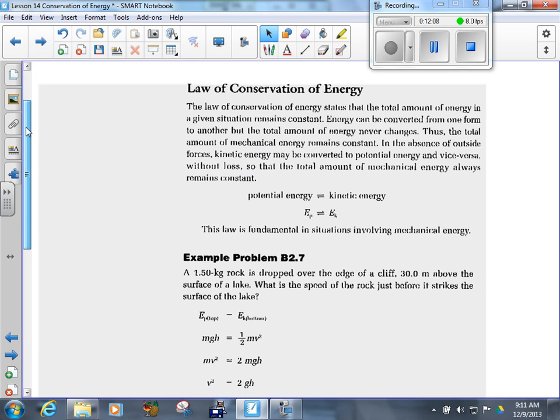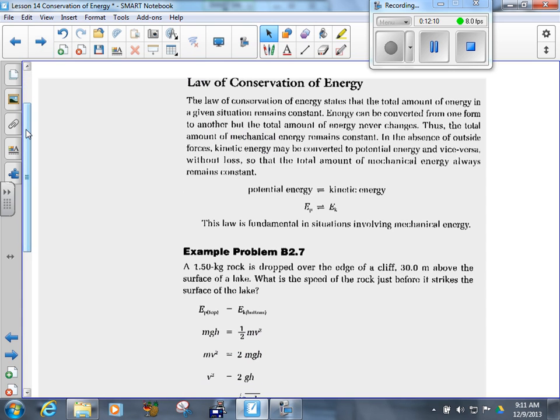All right, so the law of conservation of energy here. And again, we've said this before, back at the beginning of the unit. It states that the total amount of energy in any given situation remains constant. It can be converted to other forms, but it's always going to be that same number. Doesn't mean that it's necessarily doing useful work anymore, but it's still there. So the amount of mechanical energy remains constant, and in the absence of outside forces, potential and kinetic energy essentially get converted into each other.